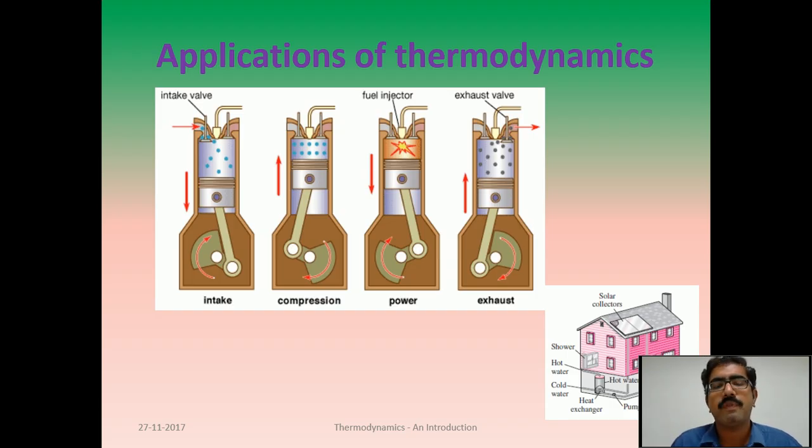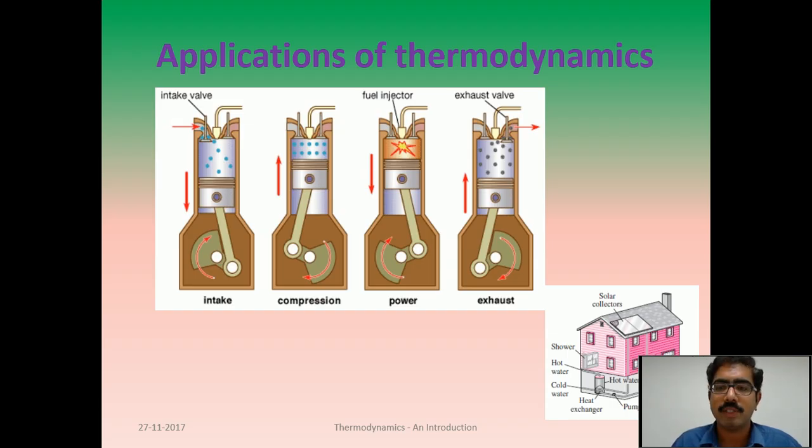First, what happens in the intake stroke for the diesel engine? The inlet valve will be open and the exhaust valve will be closed. The piston will be at the top dead center. Due to the opening of the inlet valve, fresh air enters the cylinder, and due to this the piston moves from top dead center to bottom dead center.